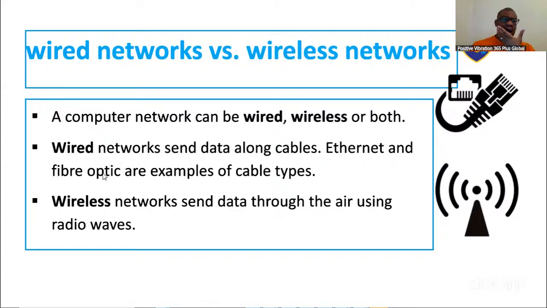Fiber optics are much faster, obviously, because they transmit signals through glass. And we have been told that light is the fastest, and so that accounts for why it is so much faster. But I'm going to talk about bandwidth later on, which makes a whole lot more sense.